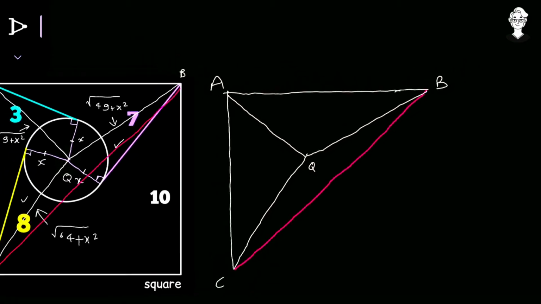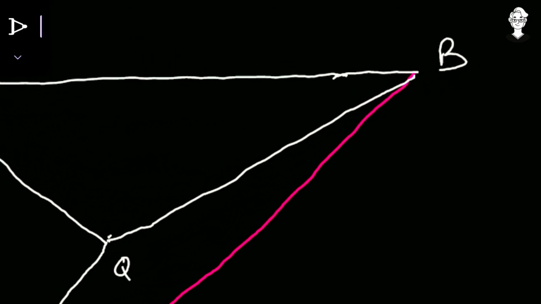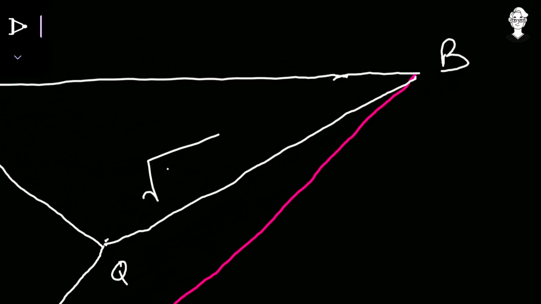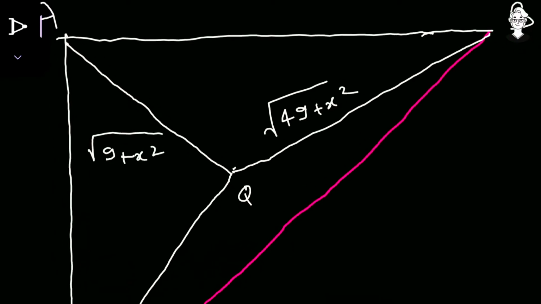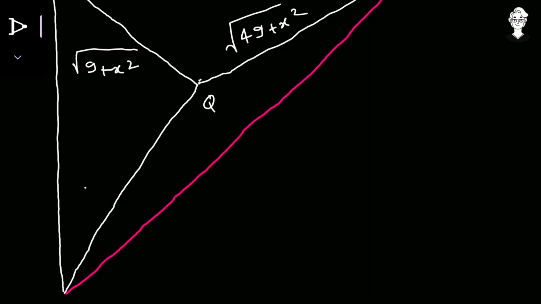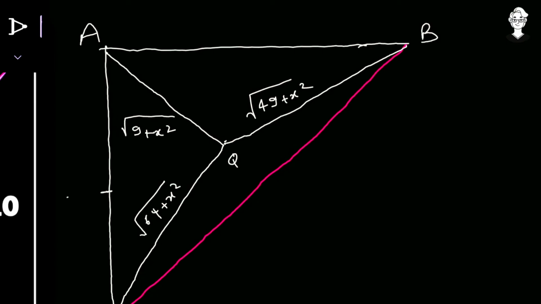So this is the thing I have just taken out, and these three white lines have a very nice length, that is square root of 49 plus x square. This has a length square root of 9 plus x square. And CQ has a length, that is square root of 64 plus x square. This is the side length of the square, equal to 10.